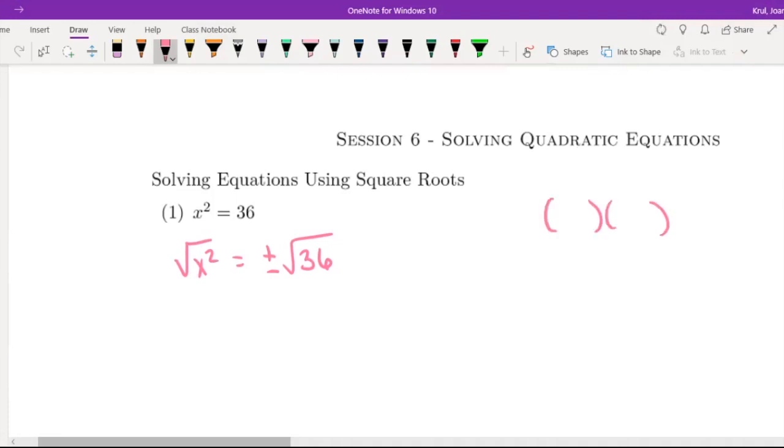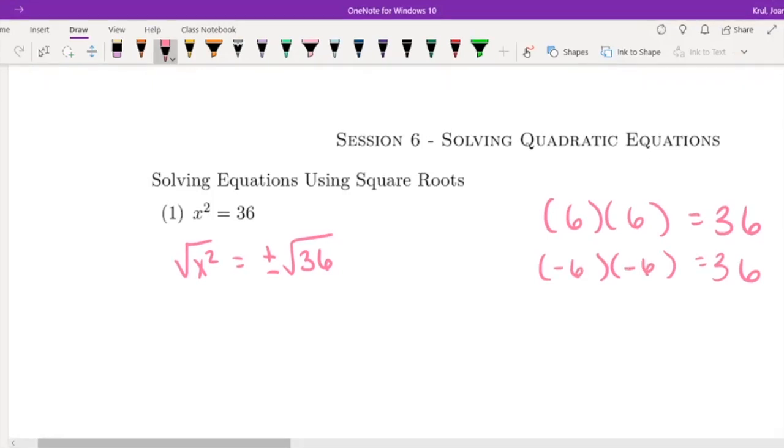isn't there a possibility of getting two different answers that equal 36? You can get 6 times 6 to get 36, but you can also tell me that negative 6 times negative 6 is 36. So if that's the case, you need to remember the plus and minus sign.